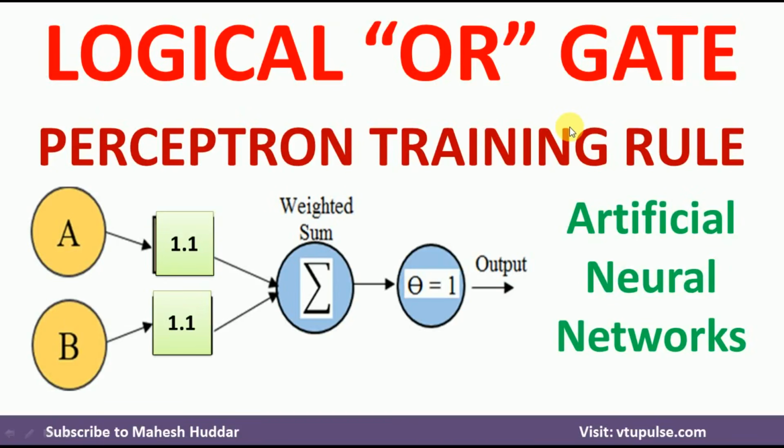In this video we will discuss how to design a perceptron network for logical OR gate. In the previous video I discussed how the perceptron training rule works and how to design it for an AND gate. The link for the video is given in the description below.